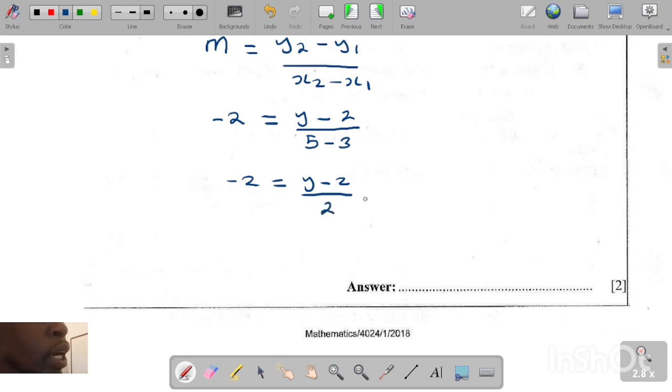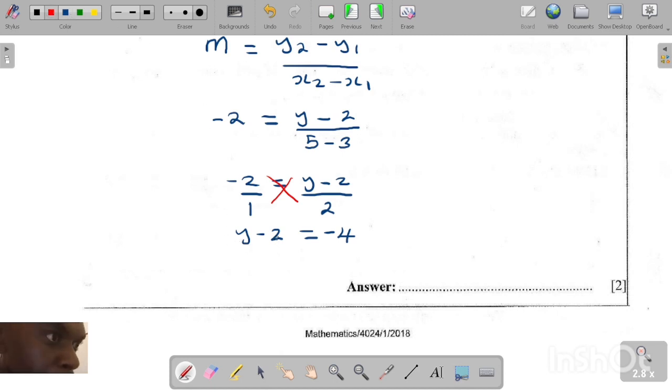Okay, so when you look at the right hand side of this equation, it's a fraction, so even the left we can make a fraction by saying over 1. Now after that you can cross multiply, and then we say 1 times y minus 2, we have y minus 2 is equal to 2 times negative 2, which is negative 4.